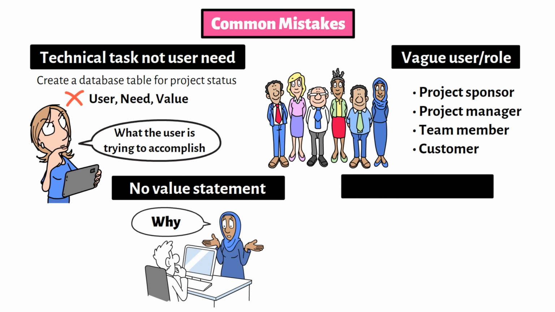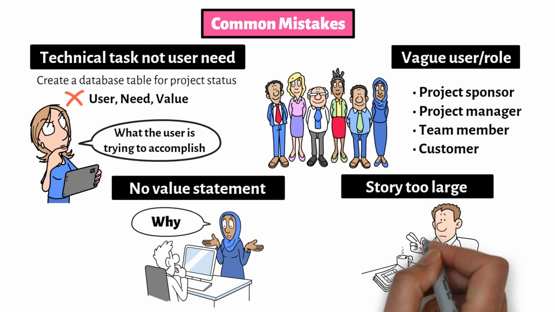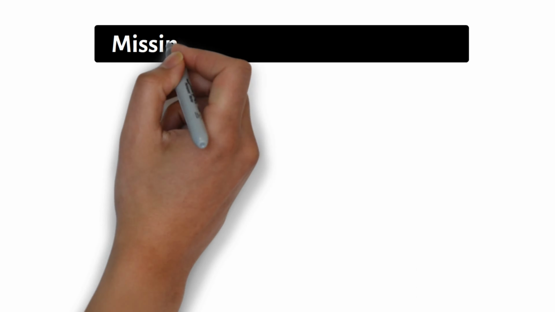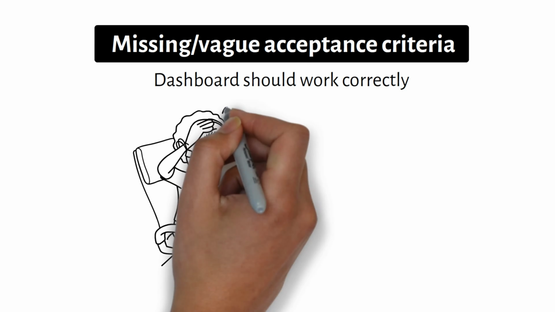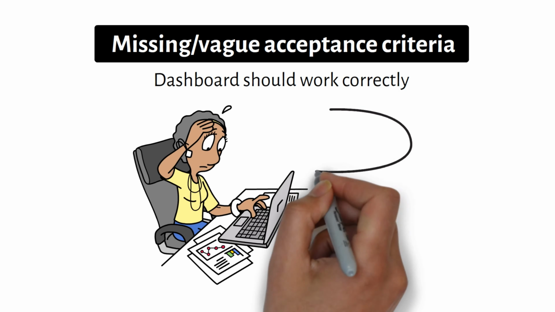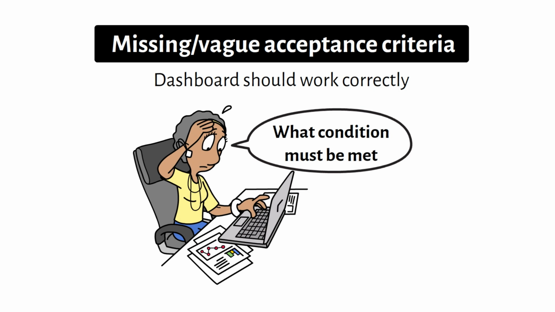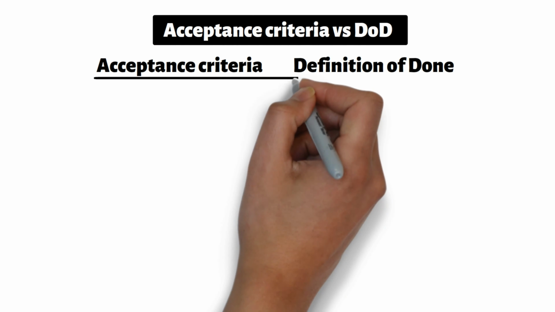Teams also run into problems when stories are too large. Large stories are harder to estimate, harder to test, and harder to complete within a sprint. When a story becomes too large, it should usually be split into smaller stories. Another mistake is missing or vague acceptance criteria. For example, saying, "Dashboard should work correctly." That is too vague. A clearer acceptance criterion would describe what must be displayed, what filters must work, or what condition must be met.